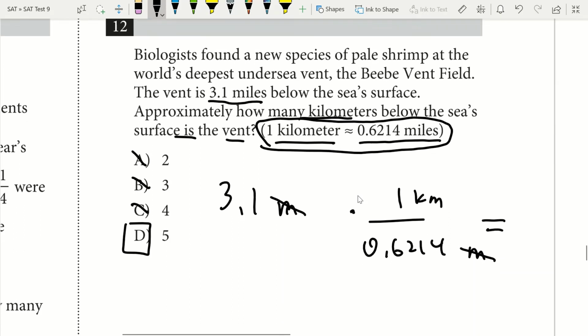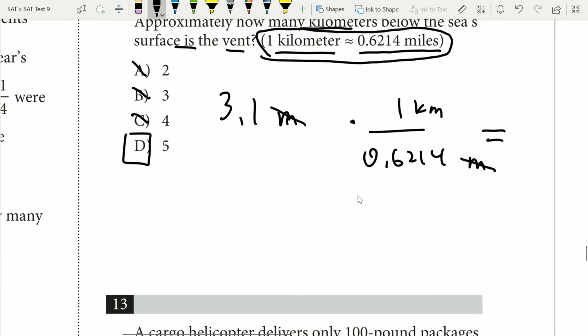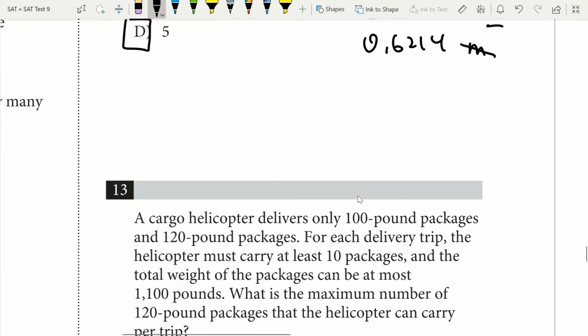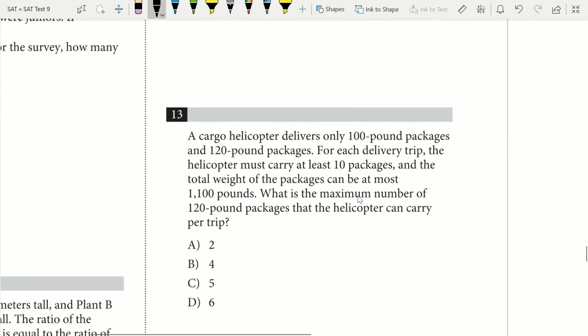Okay, so what you put in your calculator is 3.1 over 0.6214, and you're going to get 5 as your answer. All right, moving on, let's go and find another question that we want to tackle.